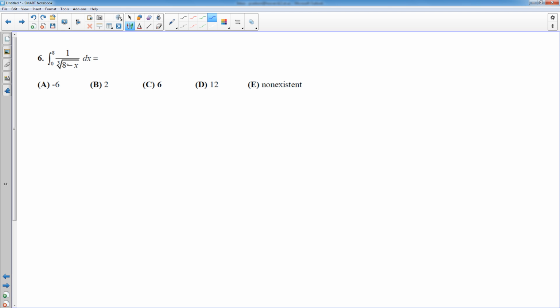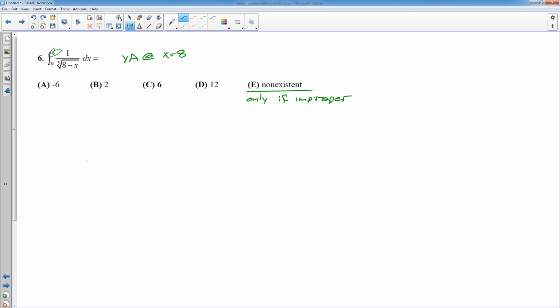This one, when I first look at it, it just looks like a normal antiderivative. However, the option of non-existent, the only way the area under a function can be non-existent is if this is an improper integral. So that makes me think about improperness. It actually happens that this function does have a vertical asymptote at x equals 8, and we are finding the area from 0 to 8. So 8 is a vertical asymptote. That does create an improper behavior for this one.